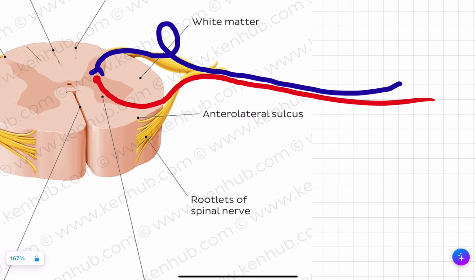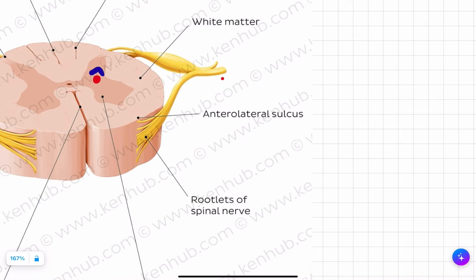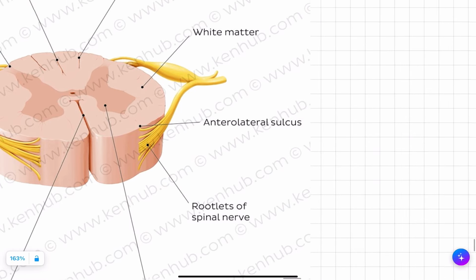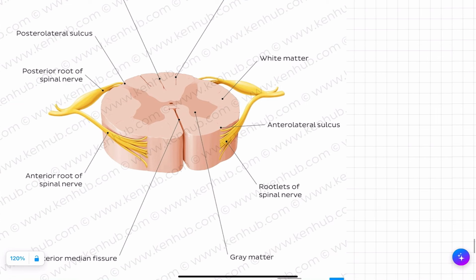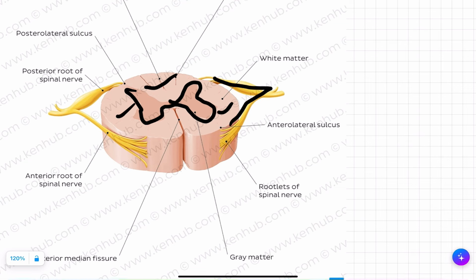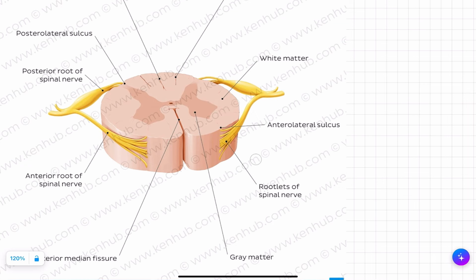So all of your spinal nerves are mixed nerves. Why? Because they comprise both sensory as well as motor neurons. Got it? So if I talk about the spinal segment, what does the spinal segment mean? The spinal segment means a part of the spinal cord, or a section of the spinal cord, containing gray matter, white matter, and a pair of spinal nerves. That is your spinal segment. Got it?